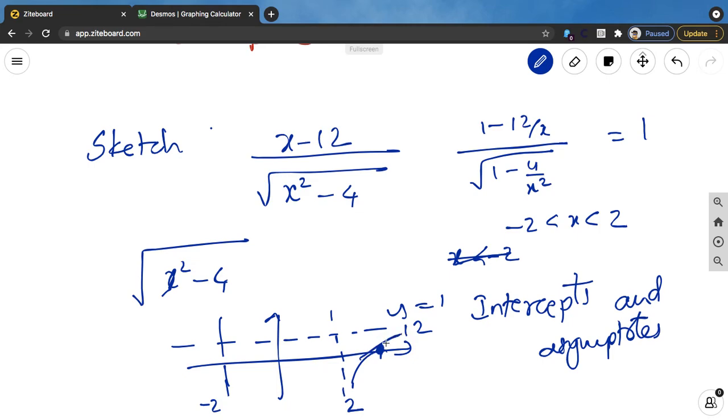So this is where the graph will go. And on the negative side, the denominator is positive. When the denominator and the numerator become equal, that's when it is equal to 1. Otherwise, it always stays in the negative region.